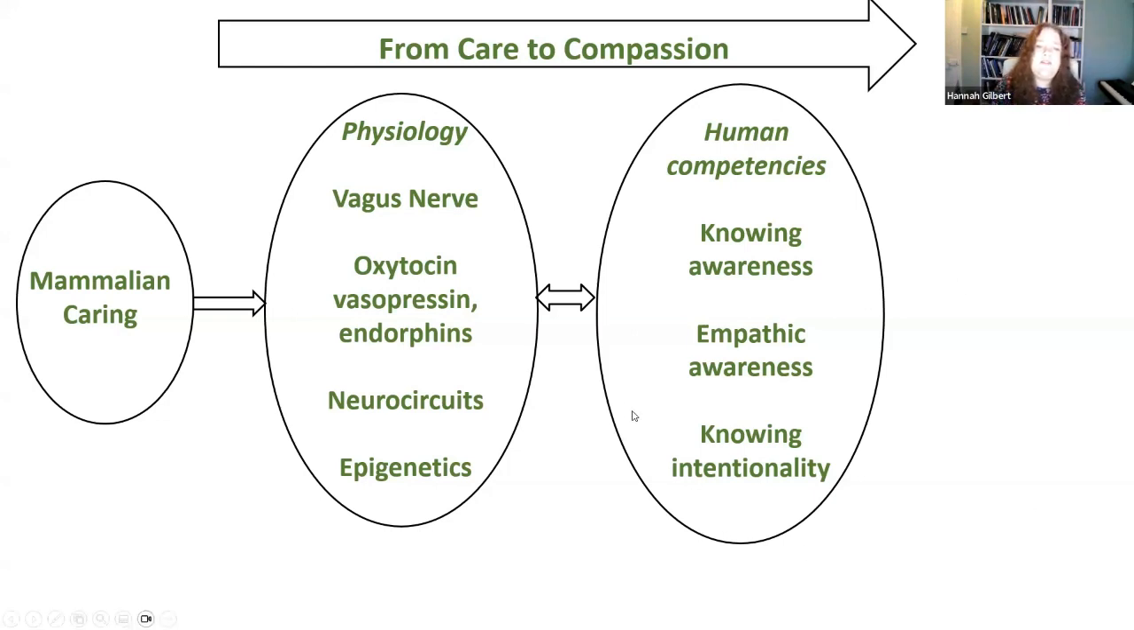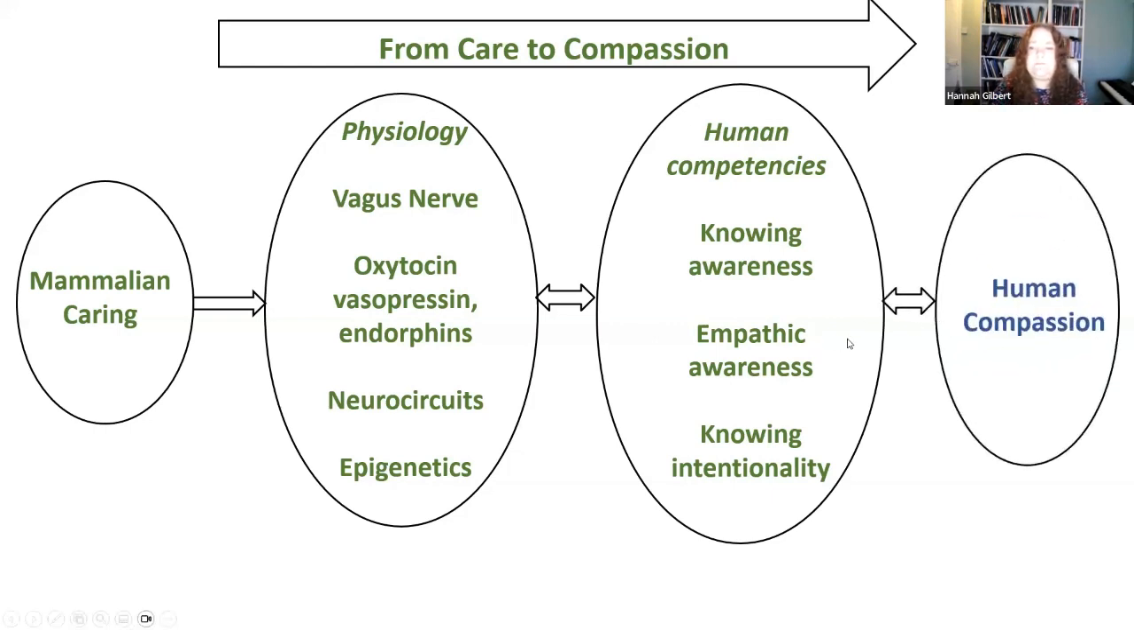We also have the development of empathic awareness, our ability to understand what might be going on in the mind of somebody else, and to feel what somebody else is suffering. So we have this ability to really enter into the world of other people. And of course, there's something known as knowing intentionality. So we can also be intentional in what we want to do. We can be intentional in our behavior.